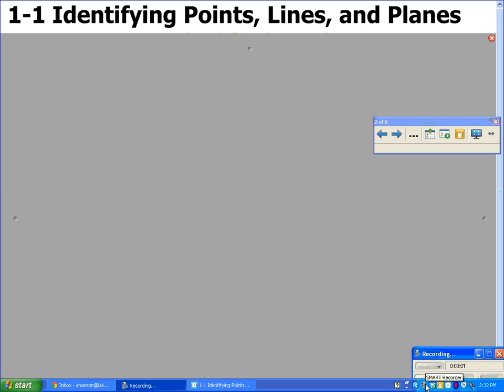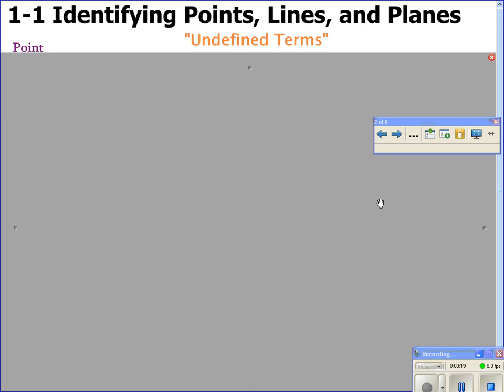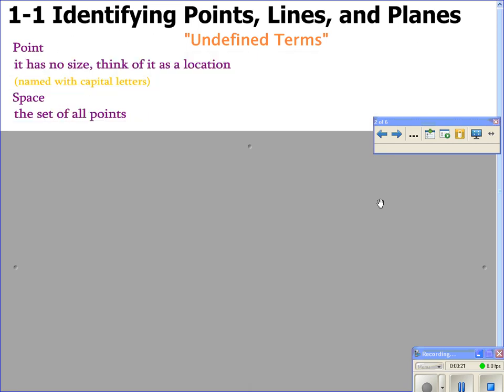Okay, so this first section is kind of a lot of vocab, so bear with me. We'll be patient as you write things down, but we have to get all this groundwork laid before we can jump into the rest of the year, because we're going to be using these terms all year long. So first of all, let's do point and space.